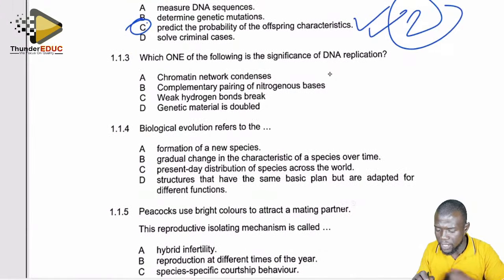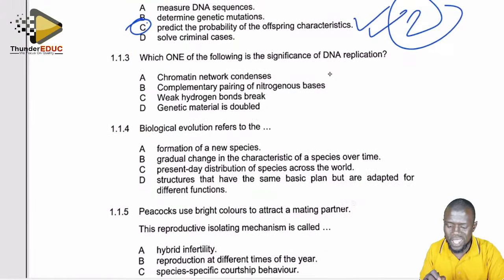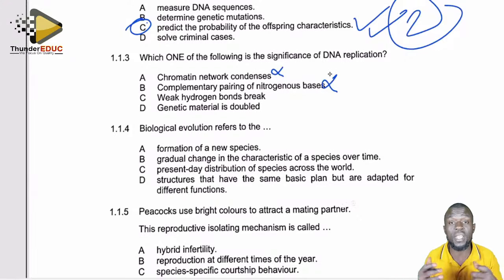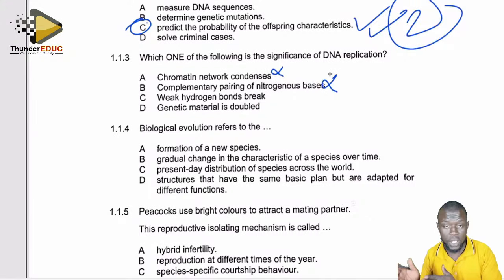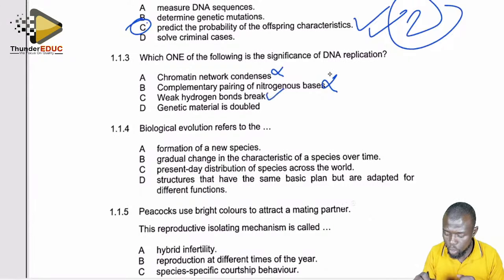Which one of the following is the significance of DNA replication? We see that chromatin network condense, that's the description which happens during interphase, so this is out. Complementary pairing of the nitrogenous bases, yes, it happens, but that's not the function. This will lead to what? So this one goes out. Weak hydrogen bonds break, yes, they break, but it's a description of what happens in the DNA in the protein synthesis. But in this case, they're talking about DNA replication, so that's not an answer. So this one goes out.